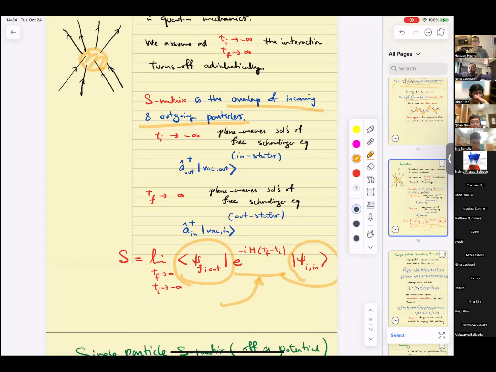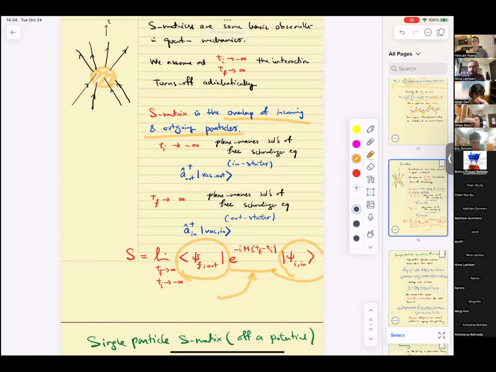Because from the point of view of the observer at plus infinity, what a free particle is does not match what a free particle is at minus infinity. That's what an S matrix is. Is it clear? Are there any questions? Questions? Sorry, I cannot hear this.